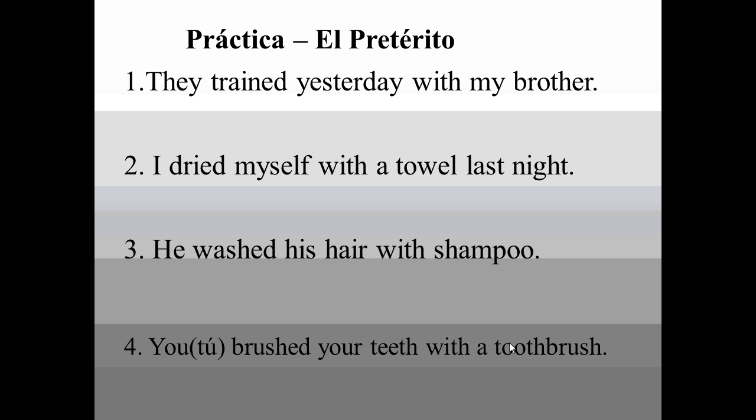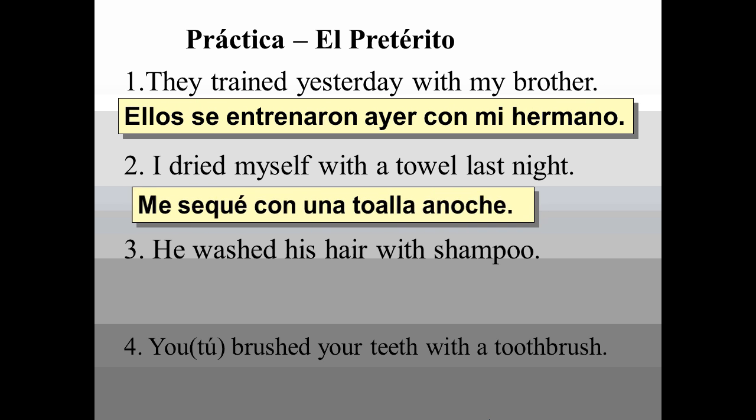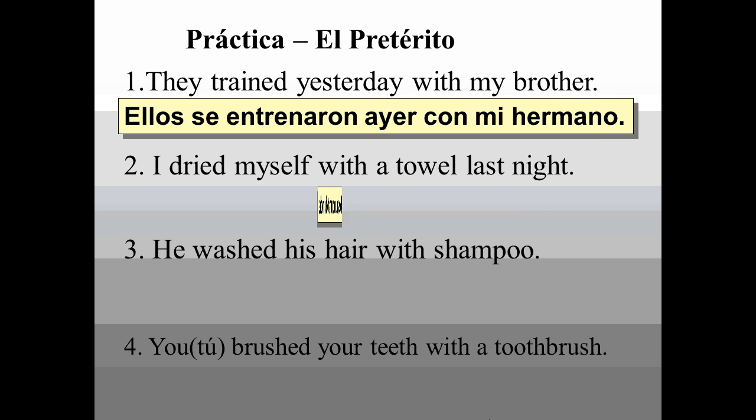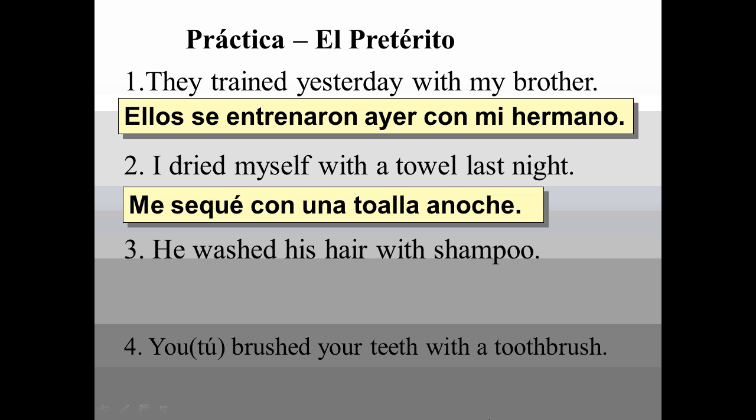Practice in the preterite. All of these use reflexive pronouns. So pause this and then come back, write your answers, and we'll see if you are correct. Remember your preterite endings: é, aste, ó, amos, asteis, aron; í, iste, yo, imos, isteis, ieron. So number 1, ellos se entrenaron ayer con mi hermano. Entrenarse is reflexive, so you also have to have the se. I dried myself with a towel last night. Don't forget the me.